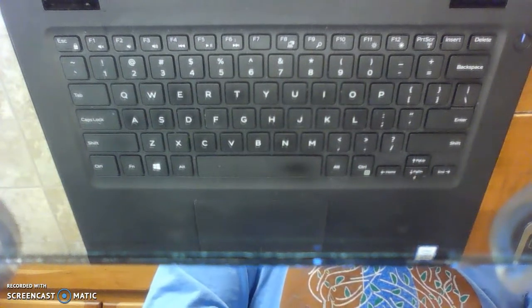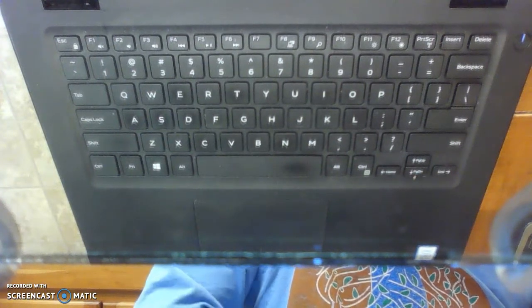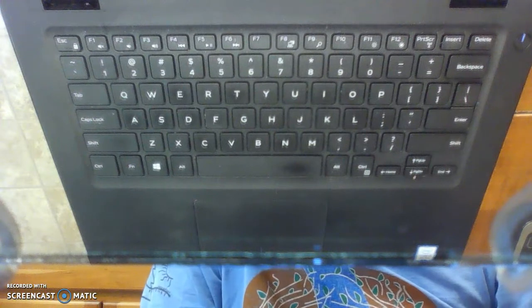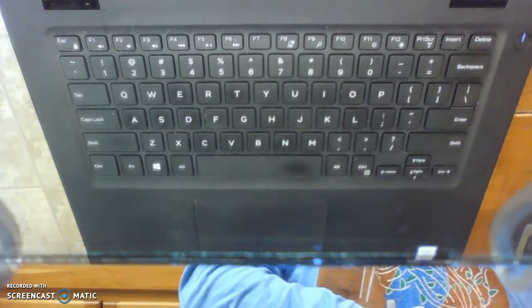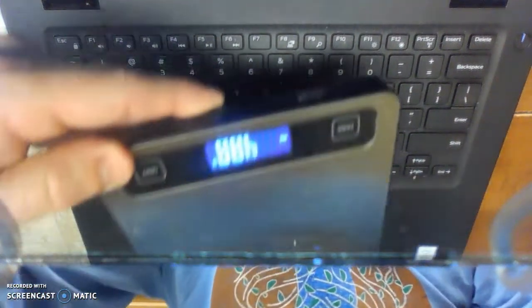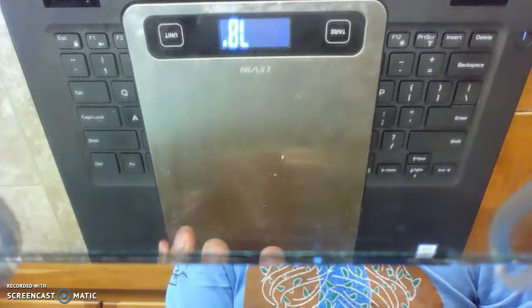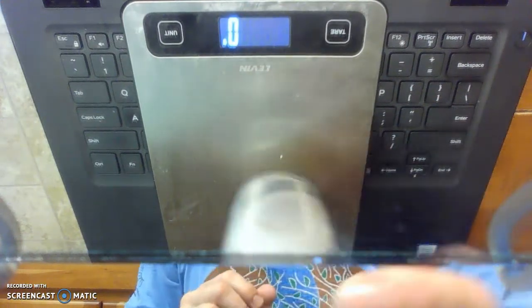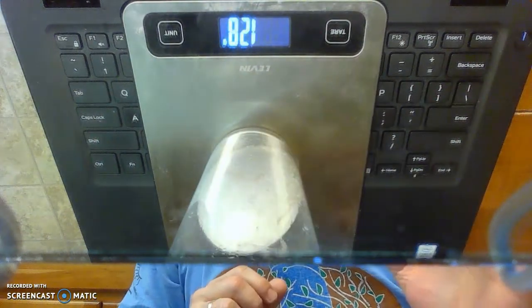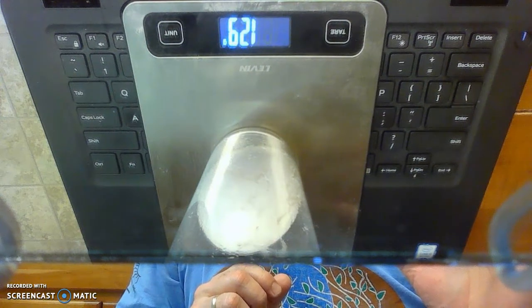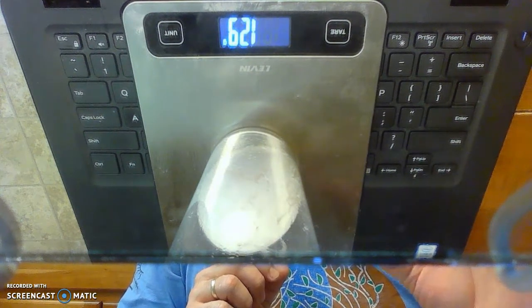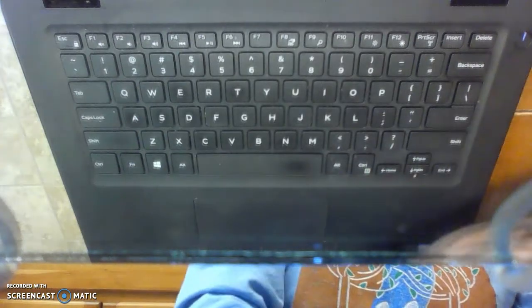Let's see, there's grams. On there you can see the scale. So this is the egg in the cup, of course, on the scale. 129 grams. And the long and short circumference, I'll measure with the measuring tape.